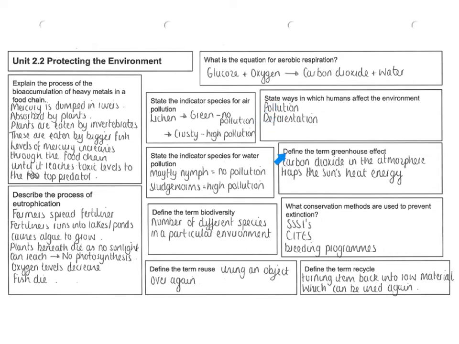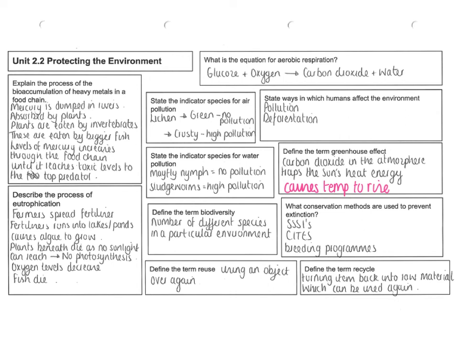Define the term greenhouse gas. The greenhouse effect is that carbon dioxide within the atmosphere traps the sun's heat energy, which causes the Earth's temperature to rise. Can add that in. Causes temps to rise.